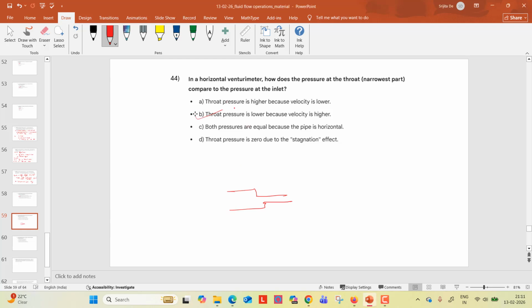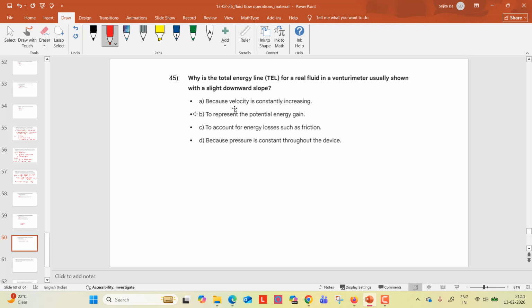Next, why is the total energy line for a real fluid in Venturi meter usually shown with a slight downward slope? Because in real fluid, we have to consider the energy losses such as friction. Option C.